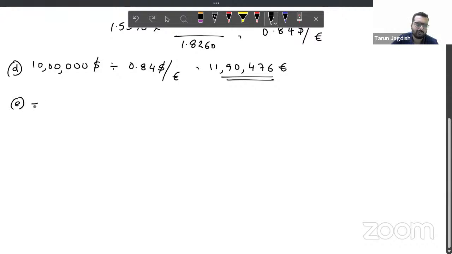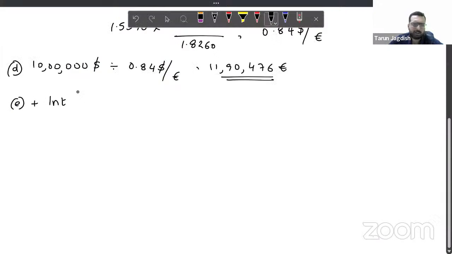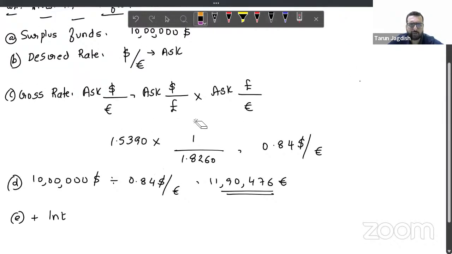So on this, what will happen? I will get interest, so I'll add interest. What is the interest that I'm getting over there in euro? Let me confirm the number. 11,90,476. They have got 11,86,000. Is that a rounding off difference? 10 lakh dollar divided by 1.5390. $11,86,484. There is some mistake, friends. One minute. There is some mistake over here.